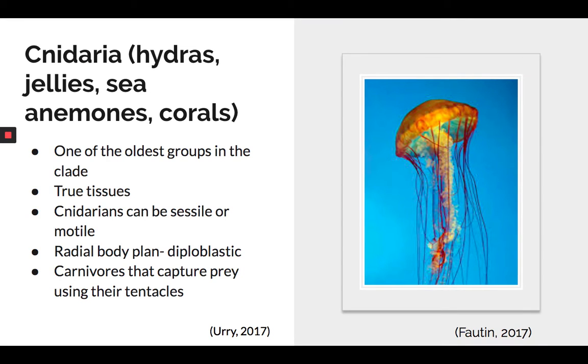The Cnidaria is one of the oldest groups in the clade. They have true tissues. The cnidarians can be sessile or motile. They have a radial body plan, which is diploblastic, and are carnivores that capture prey using their tentacles. The phylum includes 9,000 different species. It is made up of hydrozoans, scyphozoa, anthozoa, and cubozoa. They lack cephalization as well as organs.